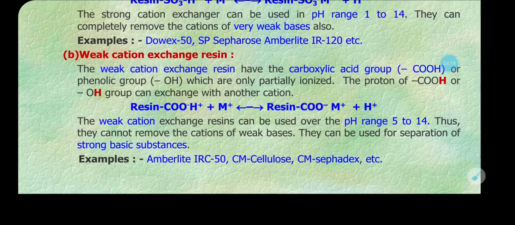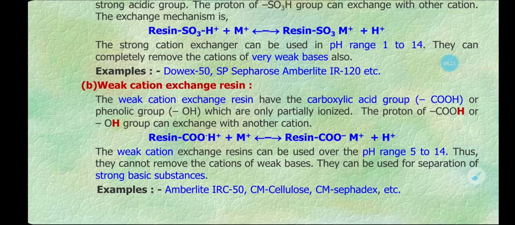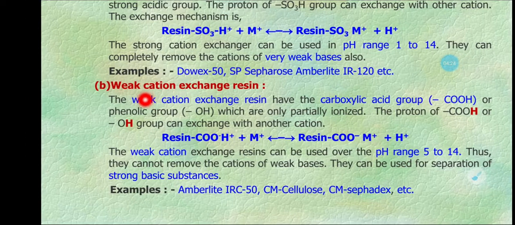Second cation exchange resin is a weak cation exchange resin. That means weak acidic group are cross linked into the resin. That's why we call this type of resin weak cation exchange resin. The weak cation exchange resin have carboxylic acidic group or phenolic group which are only partially ionized. The proton of carboxylic or phenolic group can be exchanged with another cation.